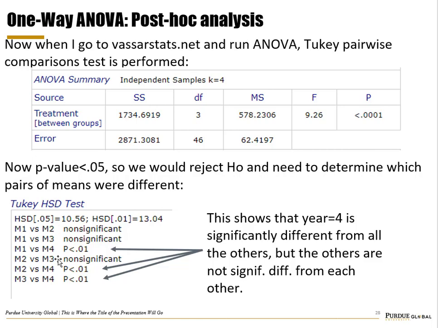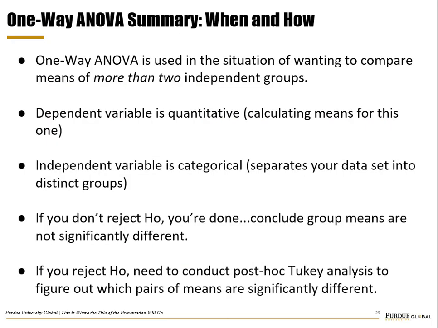1 and 2, 1 and 3, and 2 and 3, no difference between them. So 1, 2, and 3 are all relatively similar, and 4 is the weirdo, right? 4 is the one that's hugely different or significantly different, and it's causing this result. It's causing a large F value and a small P value, so we could reject, and then we run the Tukey, and we get this, right? So that's how that works.